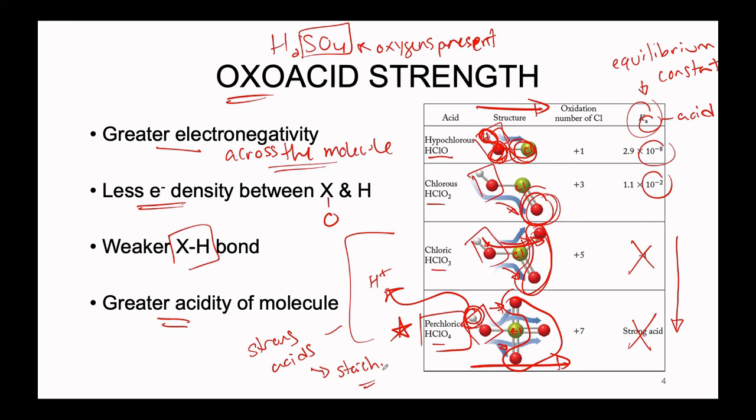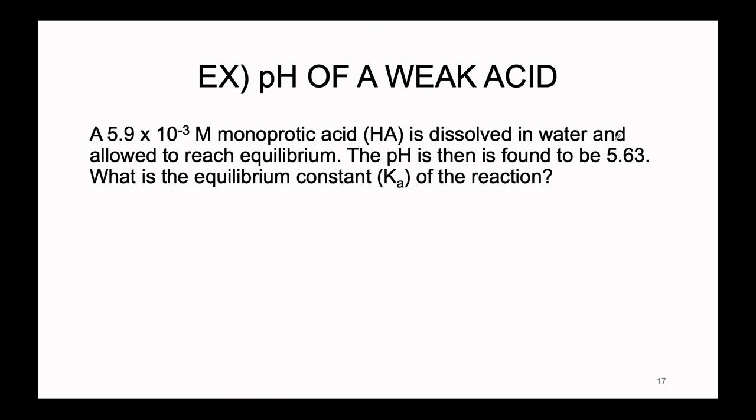All right, now that we've been spending some time going over the qualitative strengths of our acids, and we'll be talking about bases in a little bit, let's look then at connecting our equilibrium constant expression with measuring the relative strength of a hypothetical acid. A 5.9 times 10 to the negative third molar monoprotic acid, monoprotic meaning that there is only one H plus, and the structure that we can see generically is here, so it's a little HA molecule. It is dissolved in water and allowed to reach equilibrium with that water.